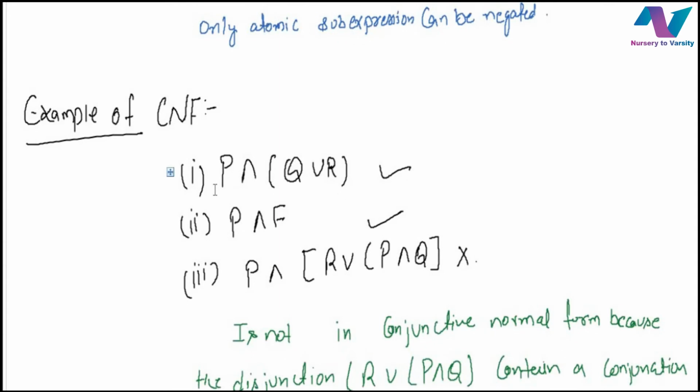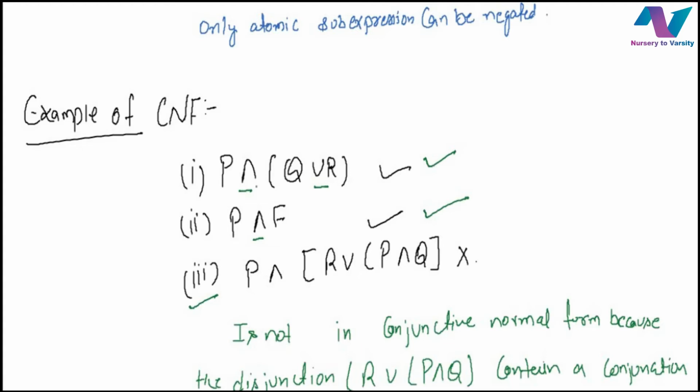So here we have an example of CNF, in which again we are saying that if we find that inside the bracket we have the OR operator and outside the bracket we have the AND operator, then this is the first identification that the given statement is in CNF. But this third one is again not in CNF.